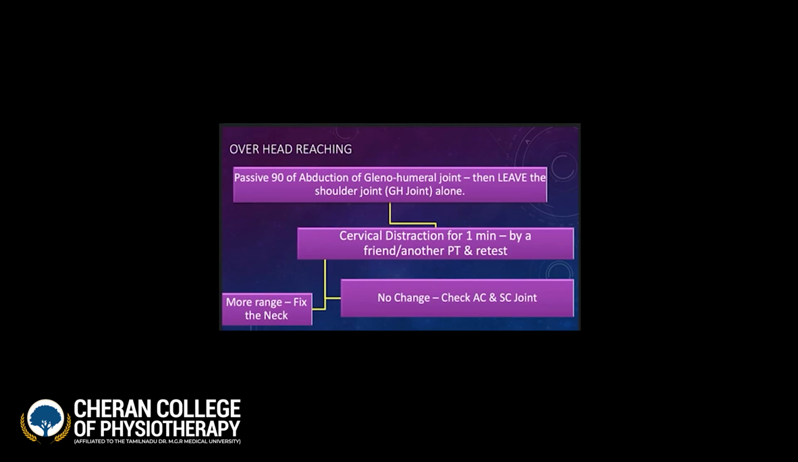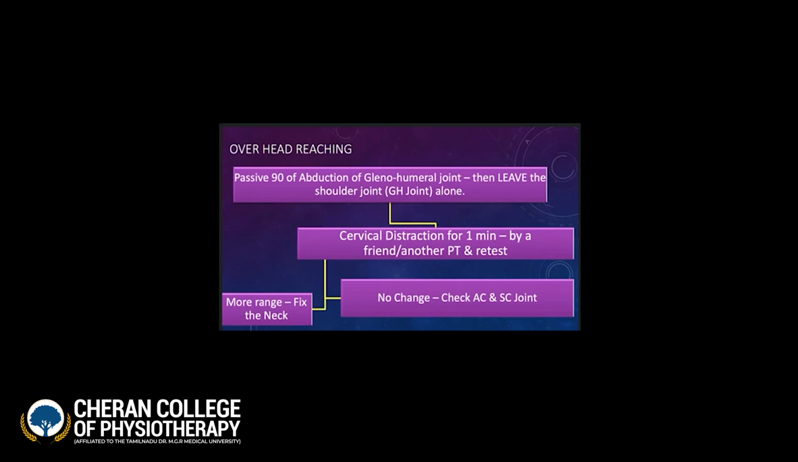After the distraction, if you can go farther in the glenohumeral joint, that means the shoulder joint is able to go farther with cervical distraction. So that means the patient is having some kind of cervical problem that you need to work on, not the shoulder. So you can leave the shoulder alone, work on your cervical dysfunction, whatever the dysfunction you come up with, and the patient will be completely fine. The patient will recover in no time.